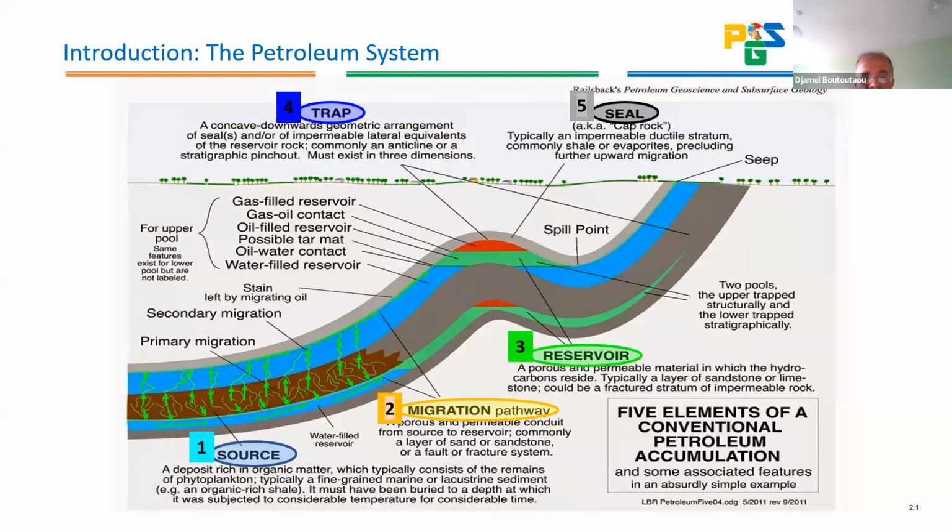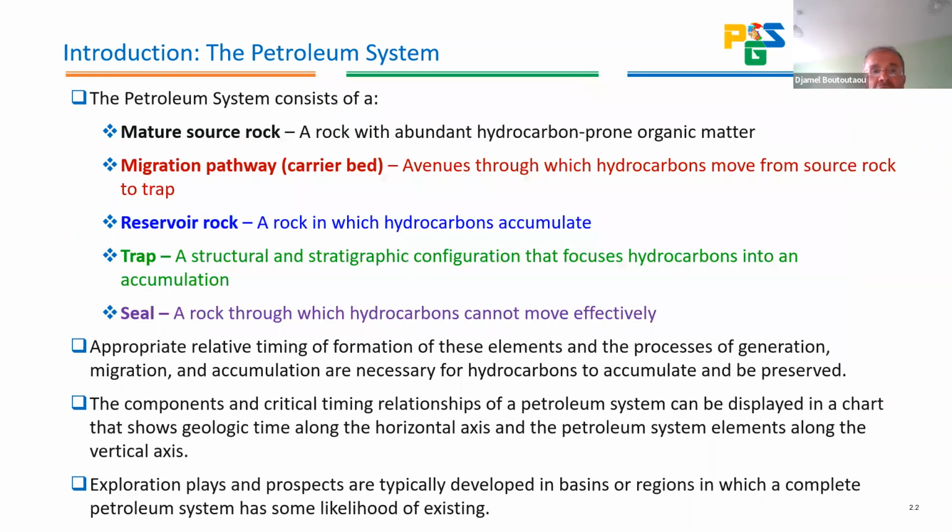The most important element, or they are all important, but the starting element is the source rock. So you need to know that in your basin, wherever you are going to explore, there is a source rock. Migration pathways, a carrier bed, a reservoir, a trap, a seal. So all these have to be there, the whole 5 elements, to make up your petroleum system and your chance to progress in your exploration or make any discoveries.